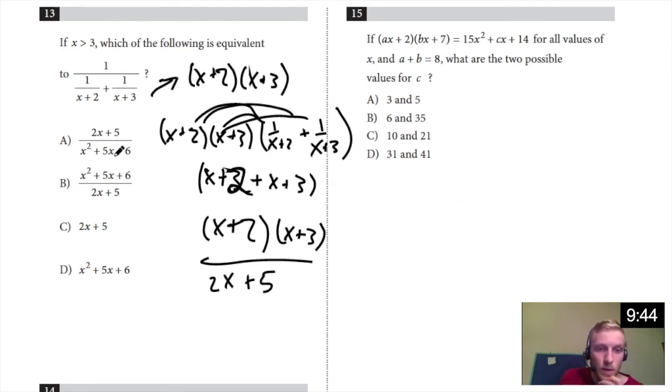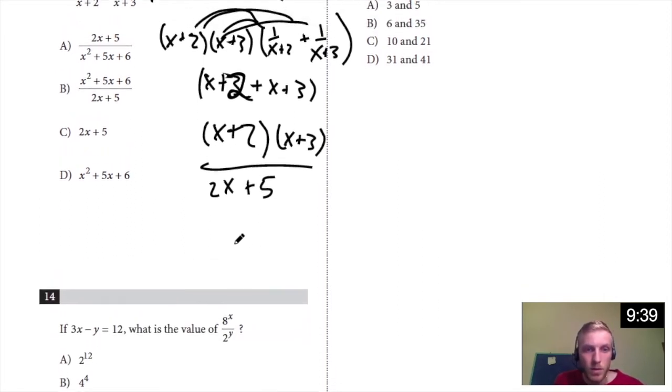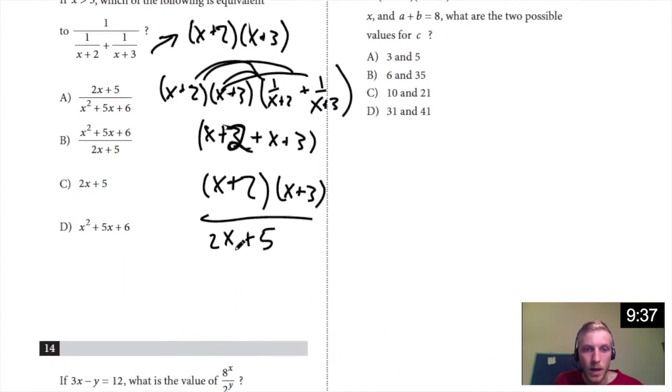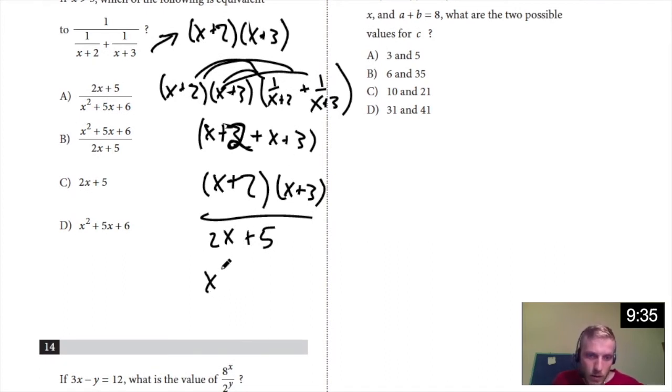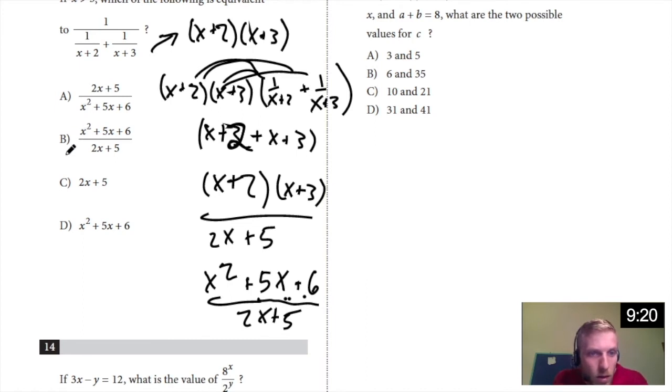And what do we have here that looks like this? If we multiply these terms together, we are going to have x squared plus 2x plus 3x is going to be 5x. 2 times 3 is 6, plus 6, over 2x plus 5. And that is going to be answer B.